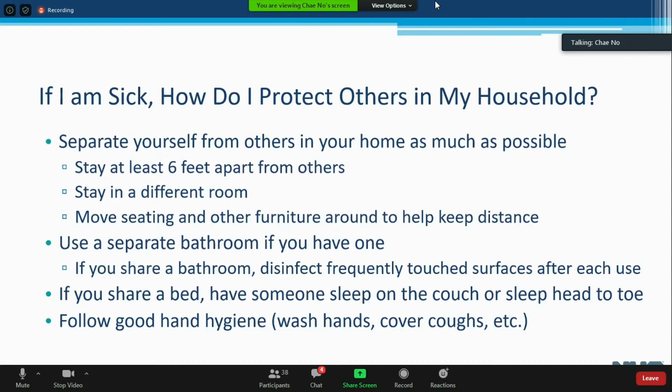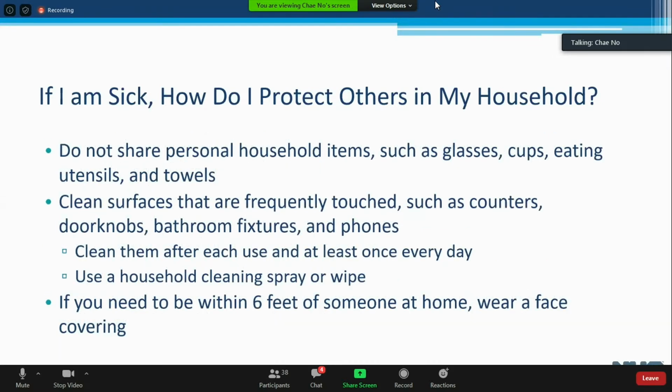If you share a bed, have someone sleep on the couch or somewhere else. And as stated before, follow good hand hygiene. And don't share personal household items such as glasses, cups, eating utensils, and towels because they all come in contact with your hands or with your mouth. So not just your bathroom, but also the doorknobs, phones, and anything that you could think of, please disinfect them. If you need to be within 6 feet of someone at home, wear a face covering.